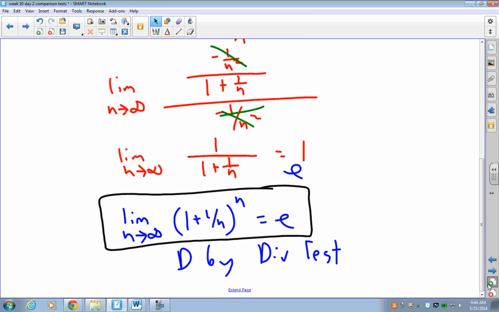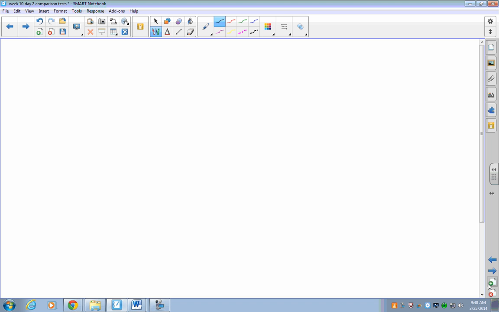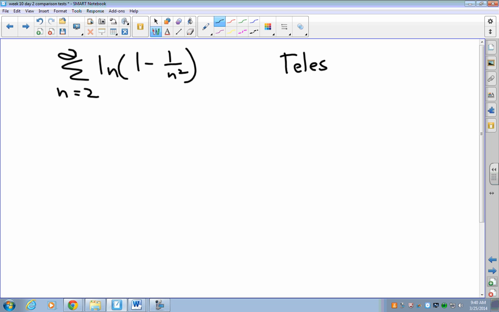68. 68. Okay. And I gave you guys a hint on this one, that this is a telescoping series. And you might not see the telescope right away. This is a big-time hidden telescope.